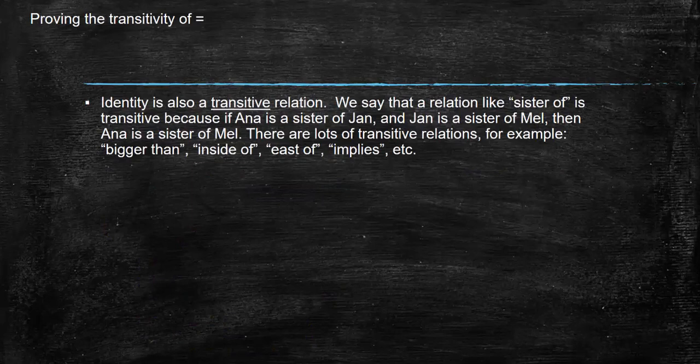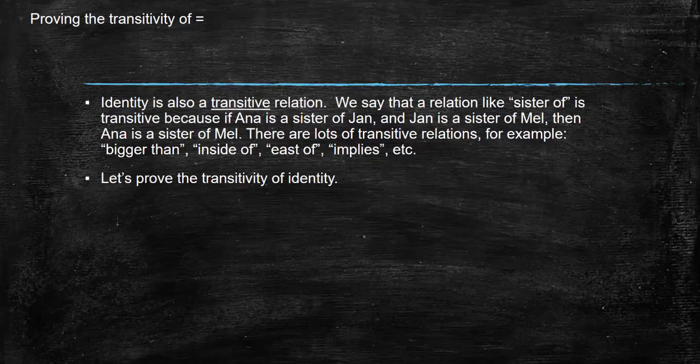So identity is also what we call a transitive relation. So what does it mean for a relation to be transitive? Well, we say that a relation like sister of is transitive because if Anna is a sister of Jan and Jan is a sister of Mel, then Anna is a sister of Mel. Now, not all relations are transitive, but there are a lot that are. For example, bigger than, inside of, east of, implies, etc.